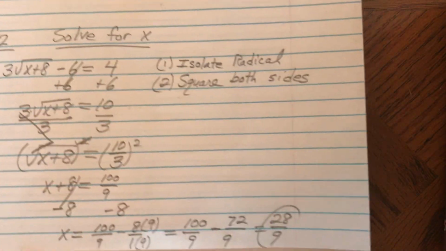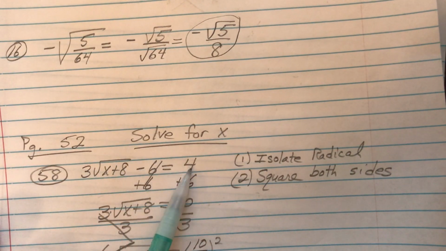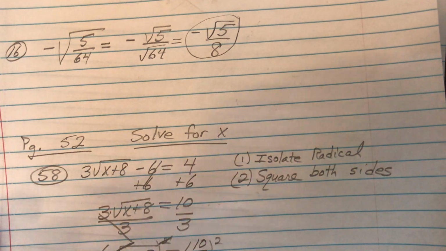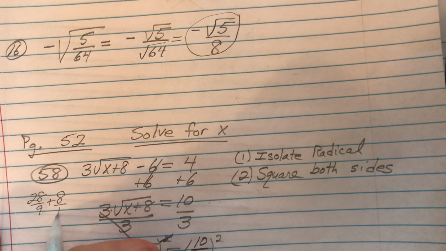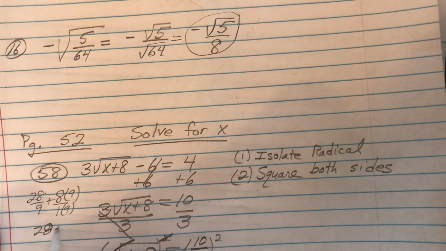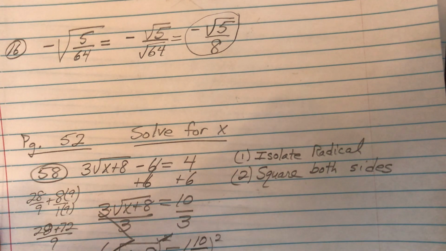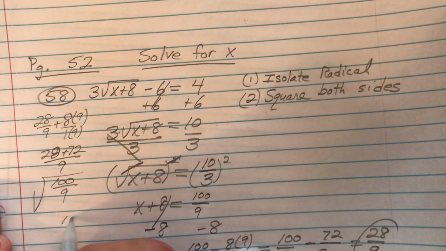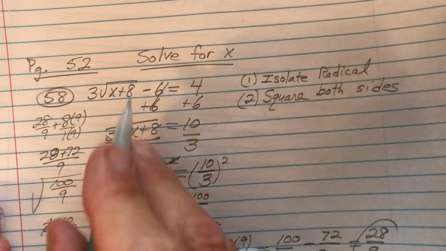Let's go back to the last one and see if that answer worked. I should have checked that. 28 ninths. 28 ninths plus 8 times 3 minus 6 is 4. Well, 28 ninths plus 8, let's see what that is. So again, this is 9 ninths. So 28 plus 72 over 9, 100 ninths square rooted would be 10/3 times 3 is 10 minus 6 is 4.